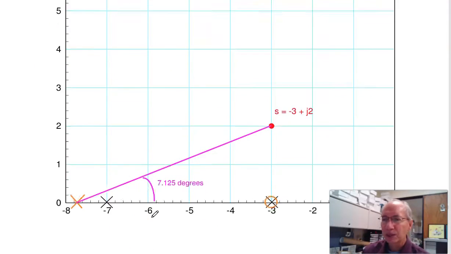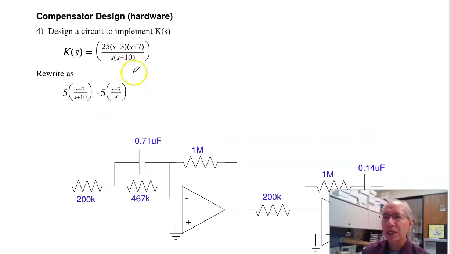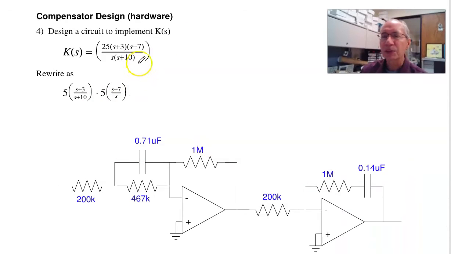Finally, problem number 4 is here's K of S. Come up with an op-amp circuit to implement that. And there's a couple different solutions. If I split this up as 5 S plus 3 over S plus 10 times 5 S plus 7 over S, here's the lead compensator, here's the PI.